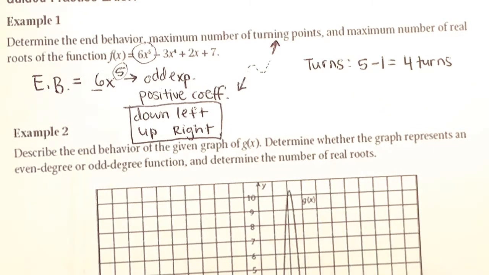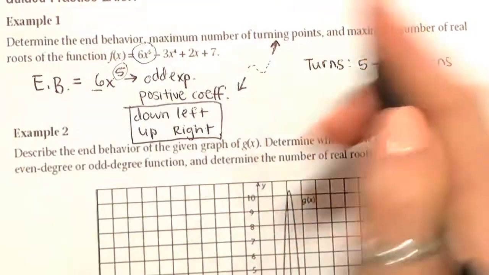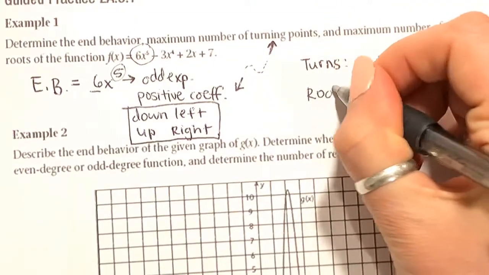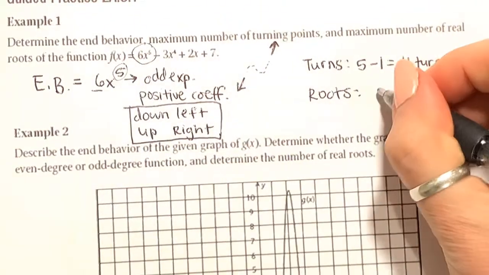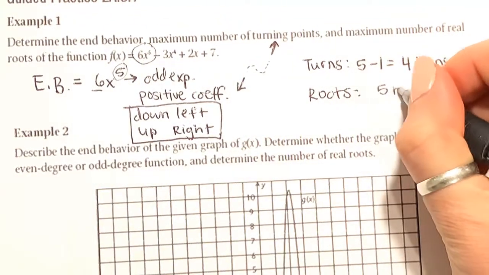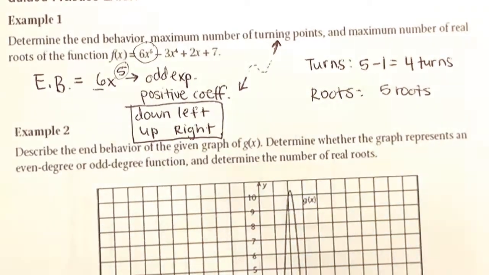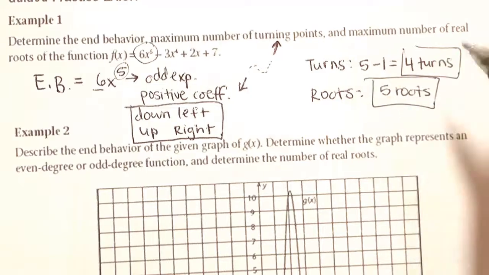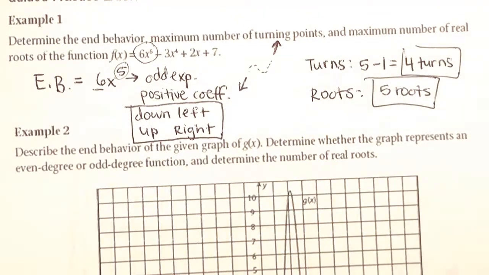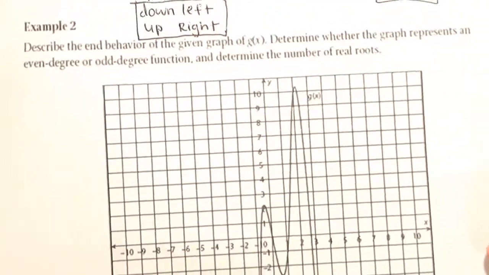Okay, and then the next one asked is the number of roots. The roots, this is the easiest one, is just going to match whatever your highest degree is. So there's up to a maximum of 5 roots. And so then those would be your other two answers. Okay. Let's move on to another example.